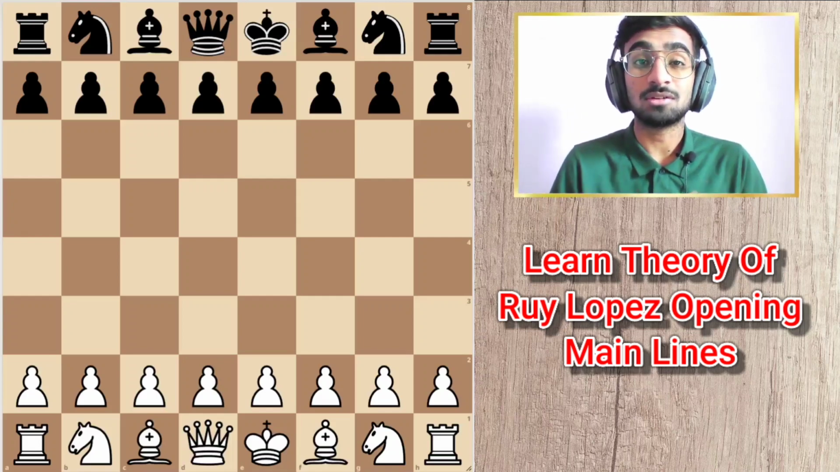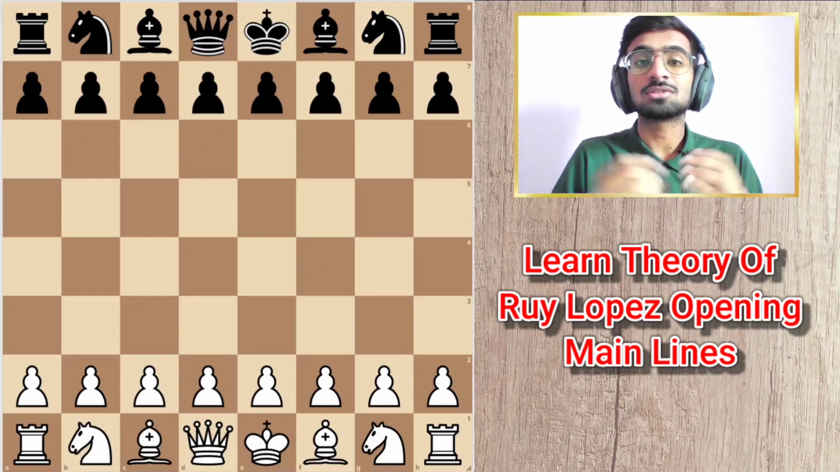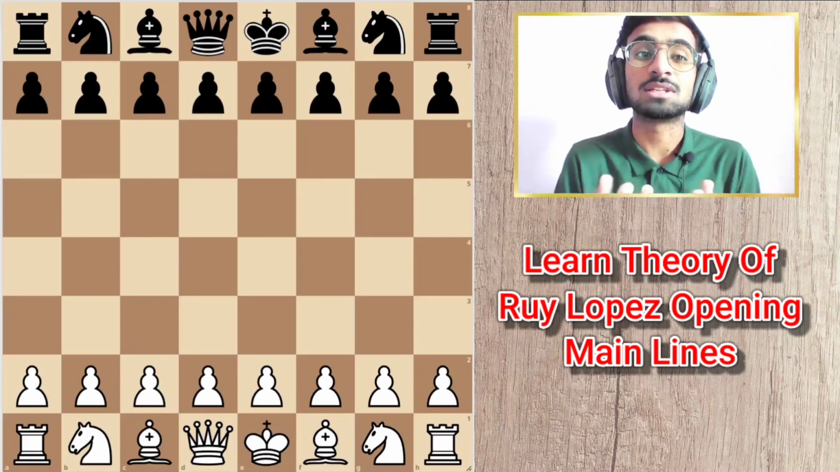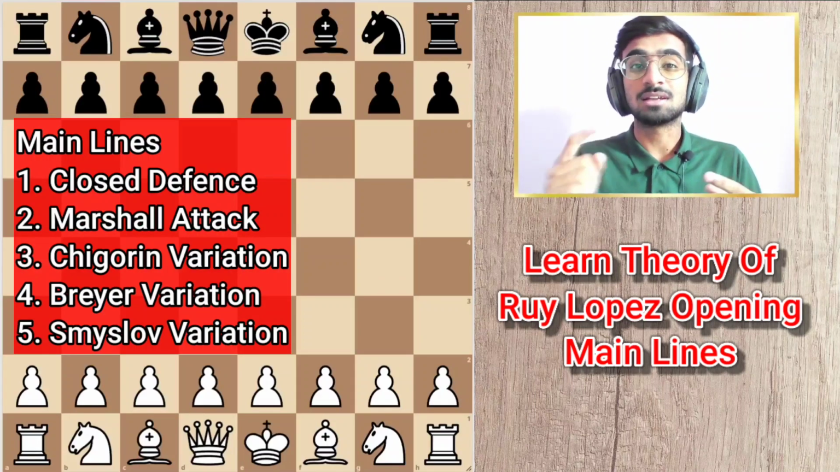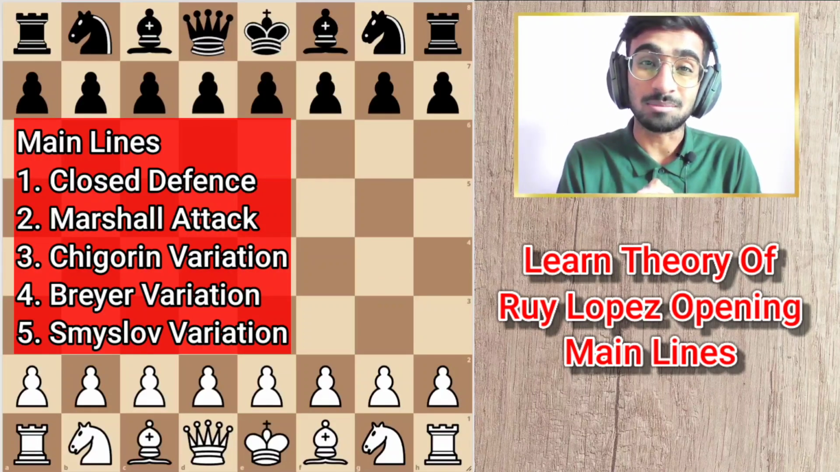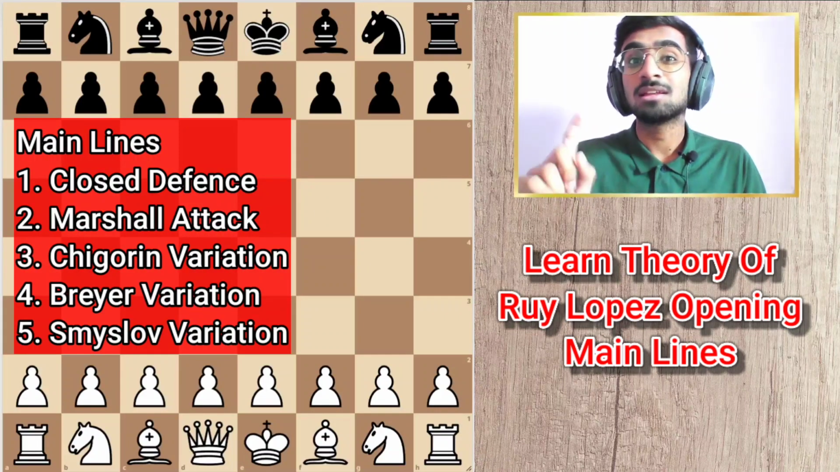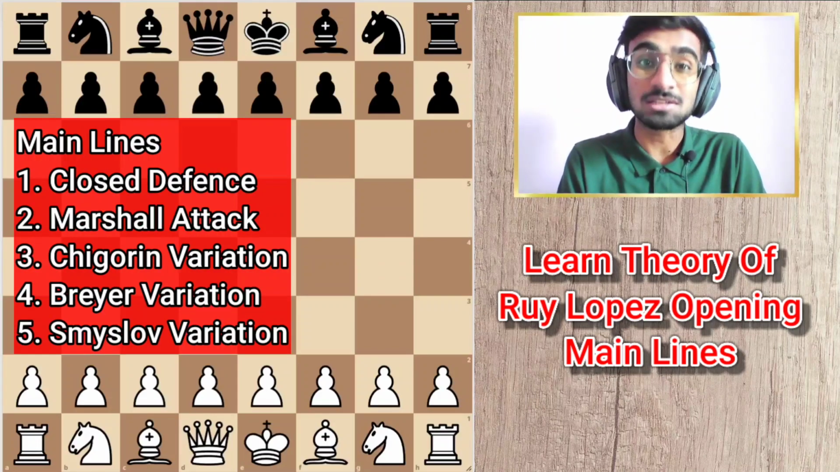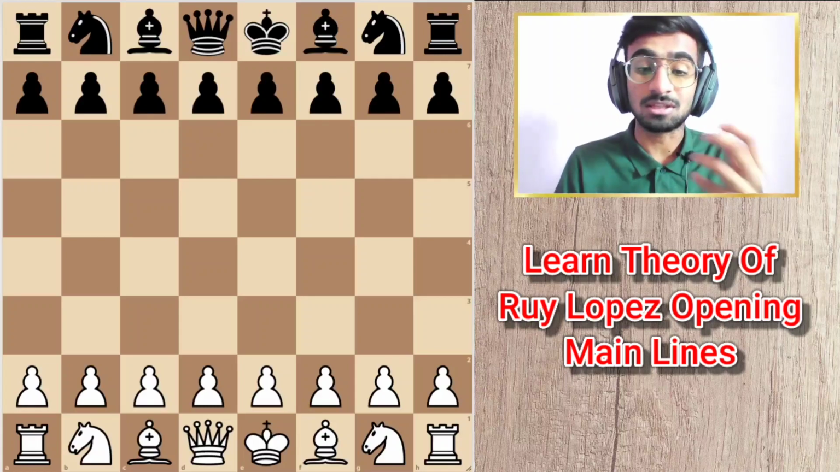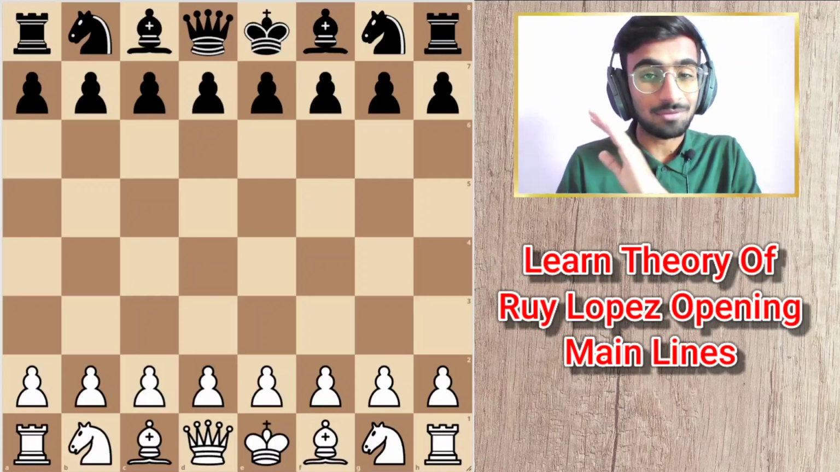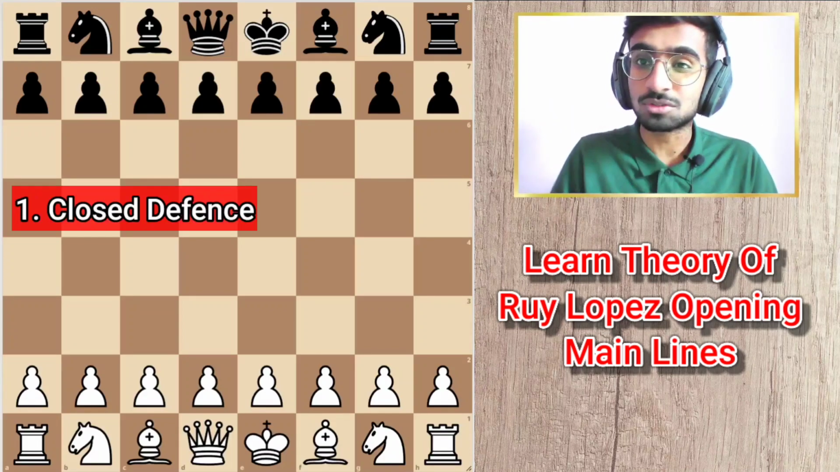In this video, I will tell you about the Ruy Lopez, the closed variations we are going to discuss in this. I'm going to tell you about this with the help of five variations that you can see. That is the closed variation, then Marshall attack, which is very famous at higher levels, then Chigorin, then Breyer variation, and Smyslov variation. So these five variations we are going to discuss, and I will tell you the theoretical lines of all the variations from white and black side both. So let's start with the closed variation first.